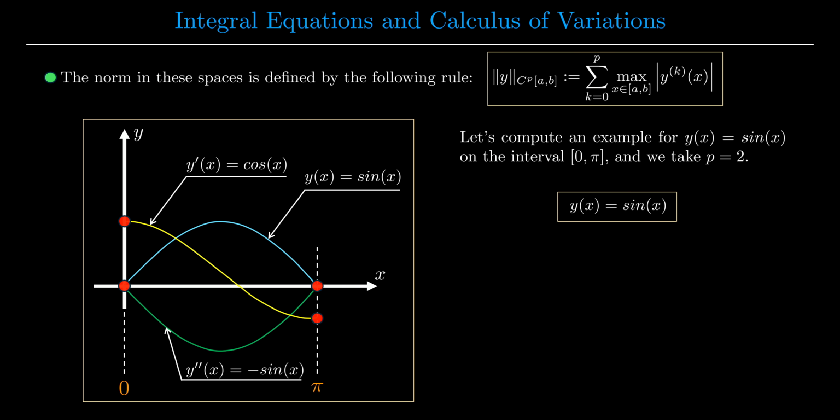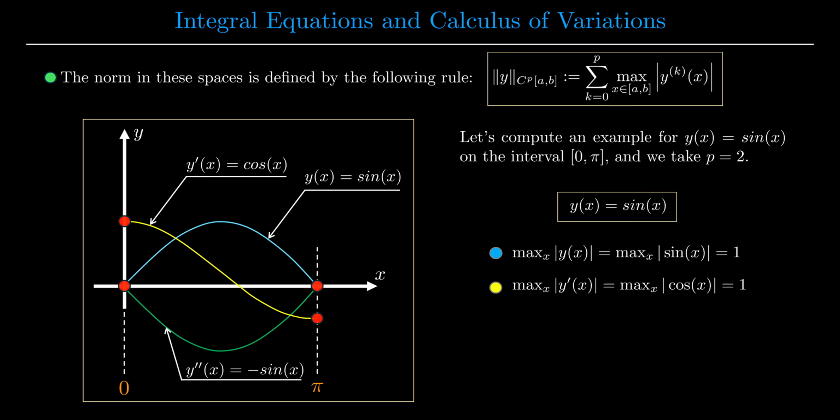Let's compute an example for y of x equals sine of x on the interval 0 to pi, and we take p equals 2. First, the maximum of the absolute value of y of x, which is the absolute value of sine of x, is 1.